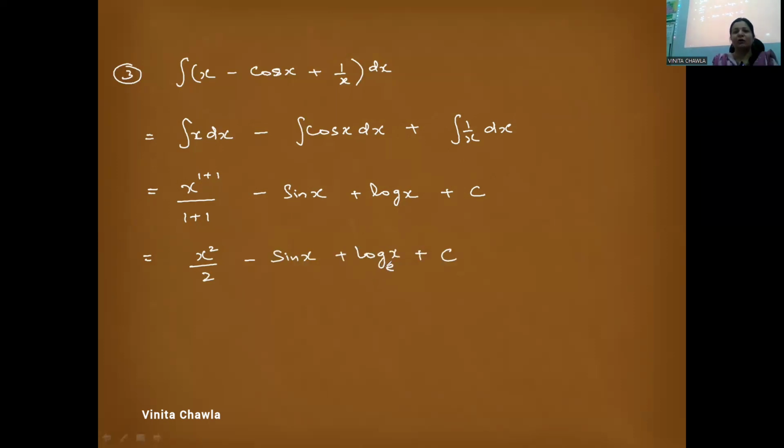You can either write log with base e of x or you can write ln x. Okay. This is log with base e of x, or ln x. I'm going to clear the screen now. Next question.